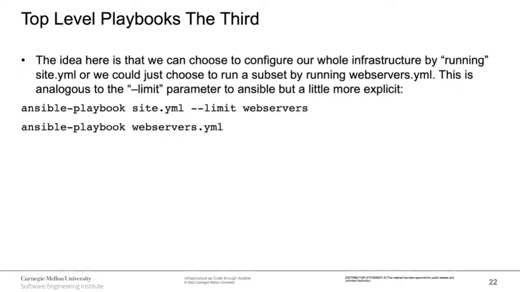So if we wanted to, we'd run that. It would run through the web servers playbook, and it would also run through the DB servers playbook. But if there are no web servers in the DB servers group, which there shouldn't be, then it really isn't going to do anything with the DB servers. You might want to do this because you don't want to run against everything in your infrastructure. You only want to run against a set.